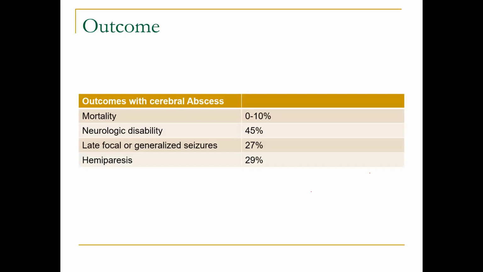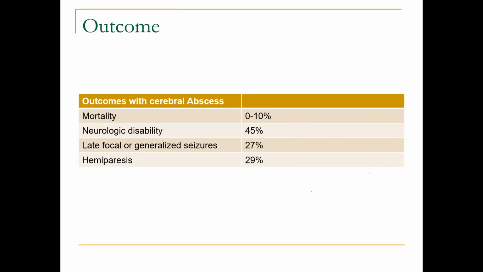The outcome: mortality in cerebral abscess is 0 to 10%. Neurologic disability is 45%, and focal or generalized seizures 27%. This is very important to remember. For example, if you remove the abscess of the patient through excision or aspiration, and somebody asks, my kid was having seizures before this surgery, what is the outcome? You have to explain that in 25% of cases, the patient will be having seizures. They have to know it.